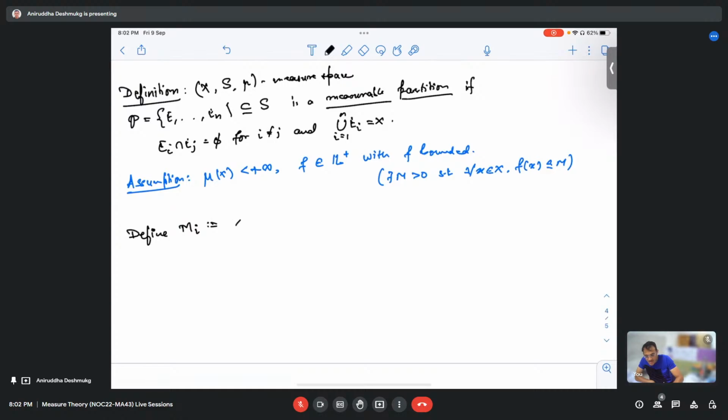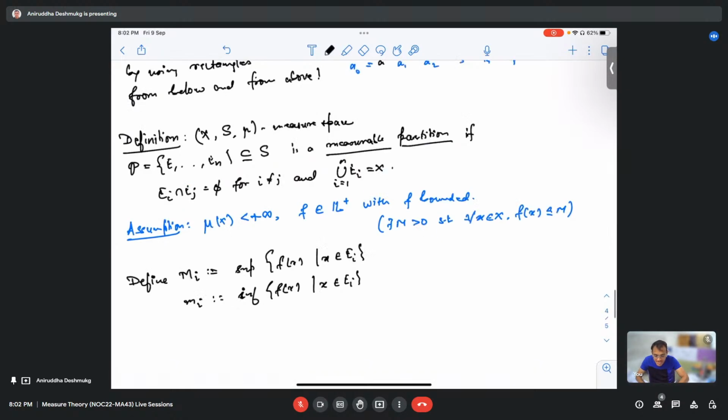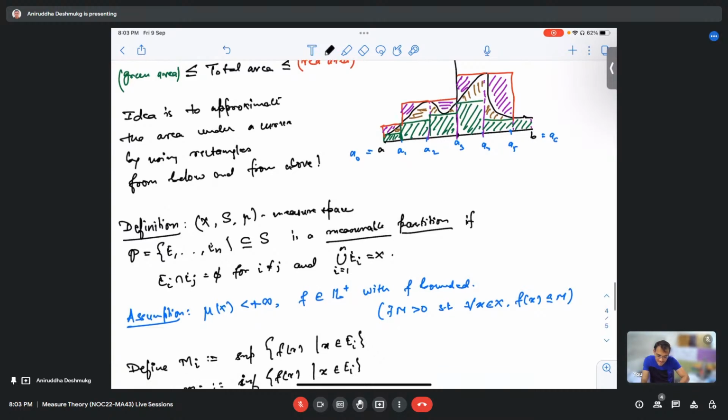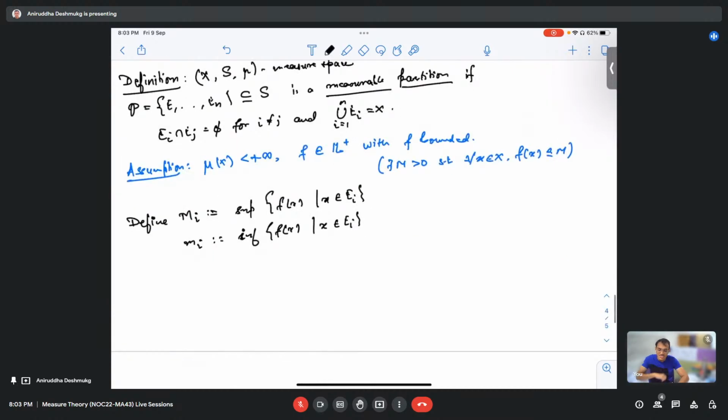Let us define capital Mi as the supremum of f(x) where x varies in Ei, and small mi as the infimum of f(x) as x varies in Ei. Notice that here also we did the exact same thing. In each of the smaller subintervals, we looked at the supremum of the function, looked at the infimum of the function, and made the rectangles, right? So here also, inside these smaller measurable sets, I am looking at the supremum of f and the infimum of f.